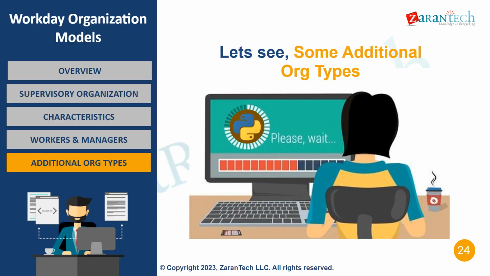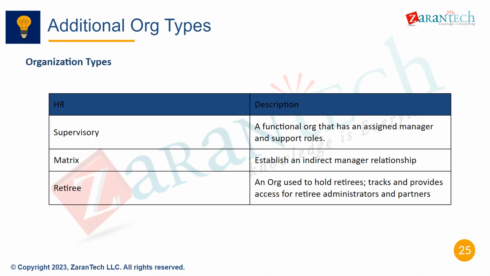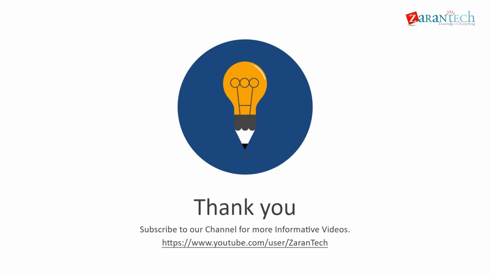Finally, let's briefly cover some additional organization types and hierarchies. Some other organization types include Matrix, which establishes indirect manager relationships, and Retiree, which holds retirees and provides admin access. And that concludes our overview of Workday organization models.